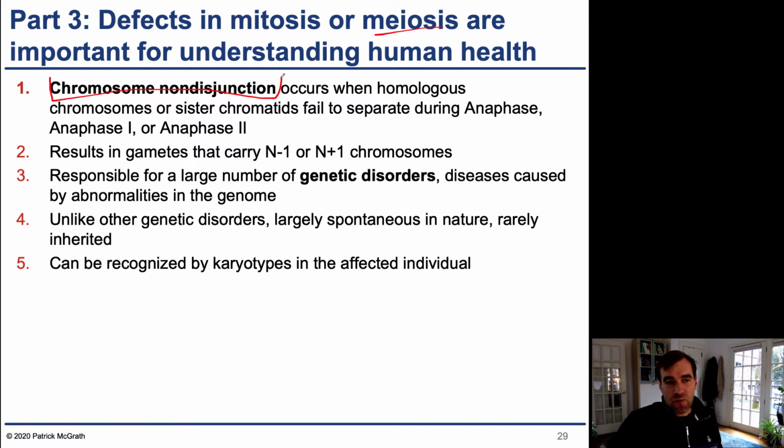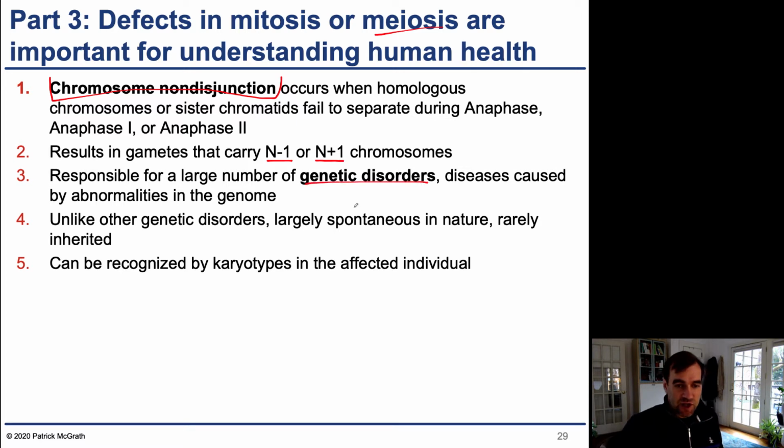This occurs when homologous chromosomes or sister chromatids fail to separate during Anaphase I or Anaphase II. As a result, the gametes that get produced carry an incorrect number of chromosomes. Typically they either have one too few or one too many chromosomes. These gametes often live, not all the time, but often, and so they can be used for fertilization. As a result, individuals that form from these gametes have an incorrect number of chromosomes, and this results in a large number of genetic disorders.